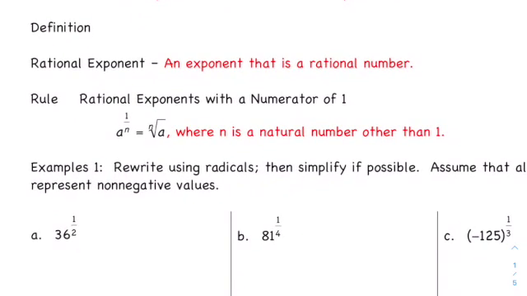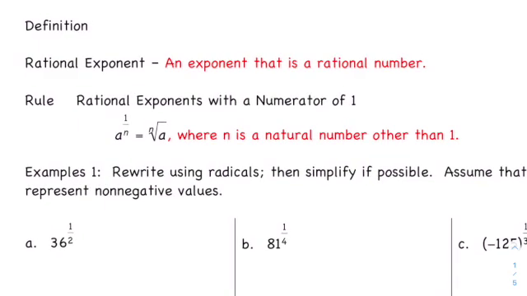So here's the first rule. Rational exponents with a numerator of 1, and you can definitely see right here, there's a fraction. The only thing is you're going to put the n in the index number position, and then you can just put down a square root, where n is a natural number other than 1.